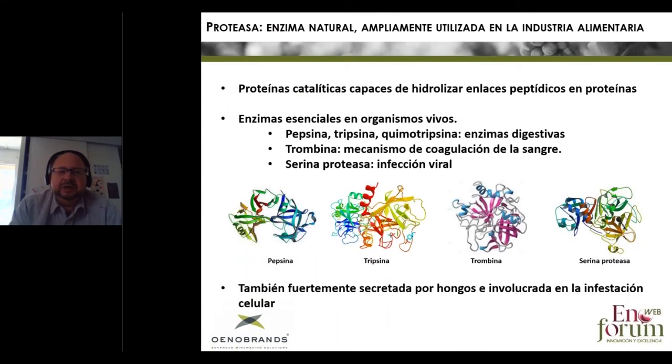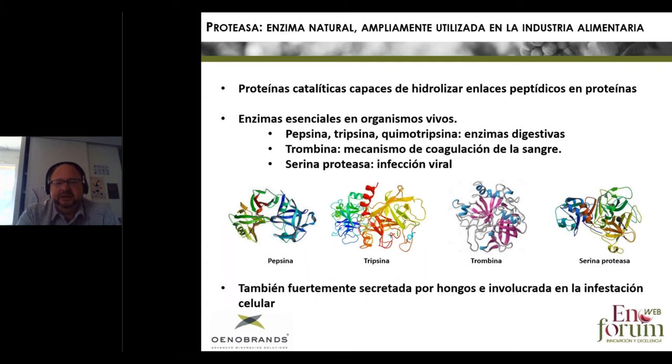Protease during vinification to achieve protein stability in wine. As you know, proteases are natural enzymes that are broadly used in the food industry. Those enzymes are catalytic proteins able to hydrolyze the peptidic bond in proteins. They are broadly present in living organisms.